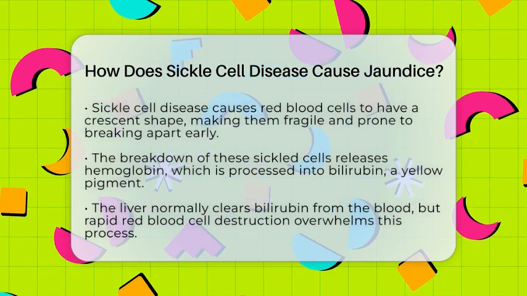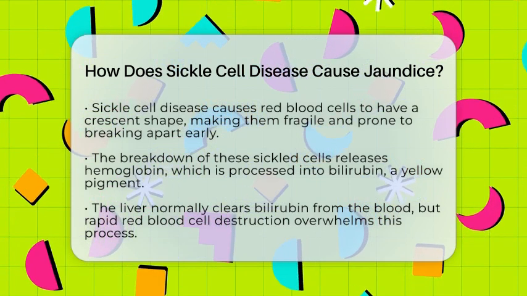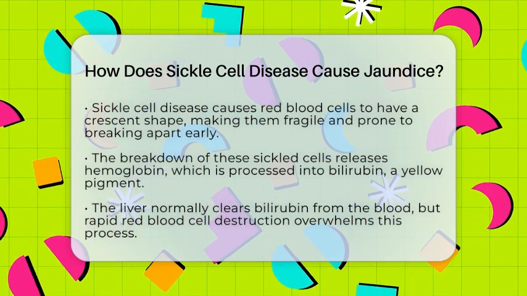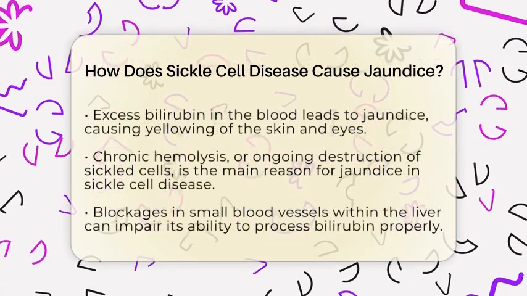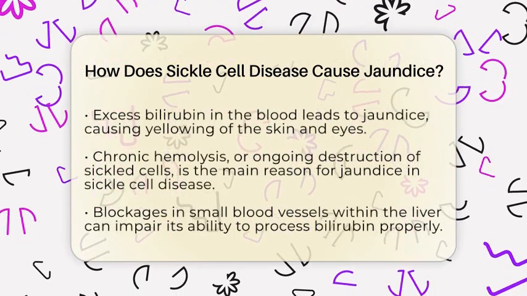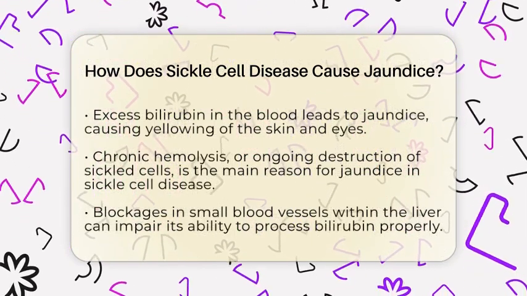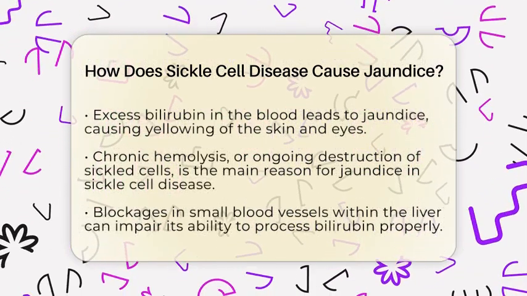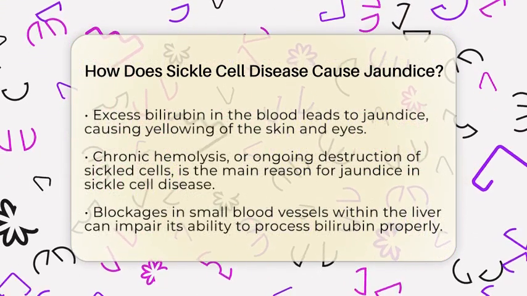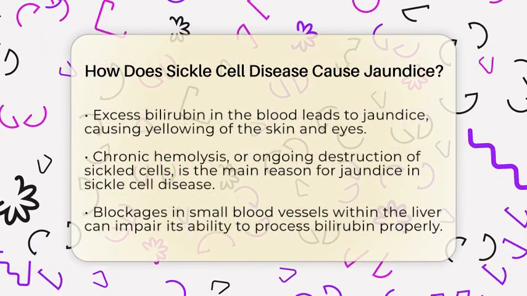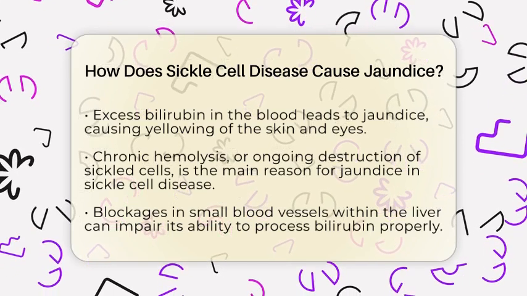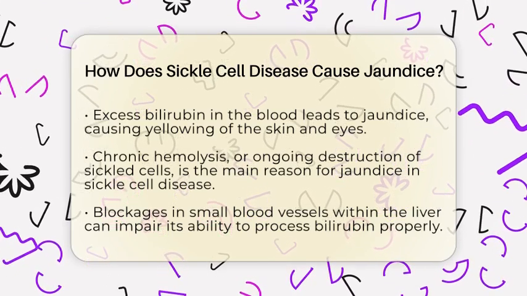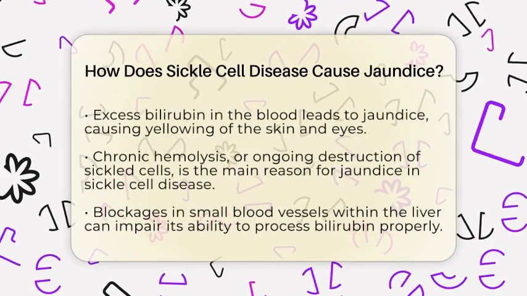The main reason for jaundice in sickle cell disease is chronic hemolysis, which is the ongoing destruction of sickled red blood cells. Because these cells are fragile, they break apart in the bloodstream and in the spleen, releasing large amounts of hemoglobin. This overloads the liver's ability to conjugate, or process, bilirubin into a form that can be excreted. When the liver cannot keep up, unconjugated bilirubin builds up in the blood, leading to the yellowish appearance of jaundice.